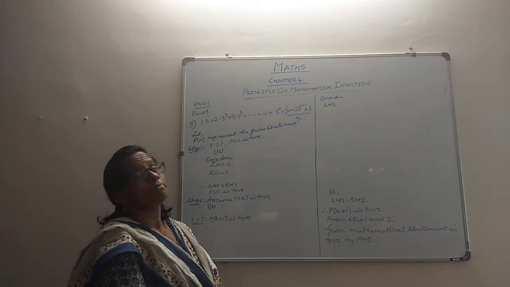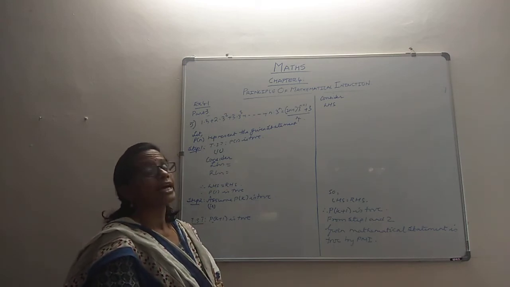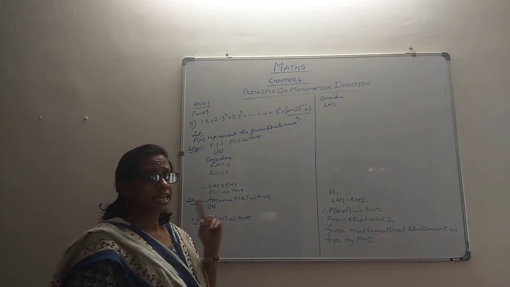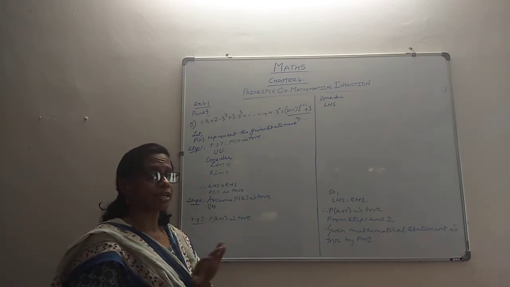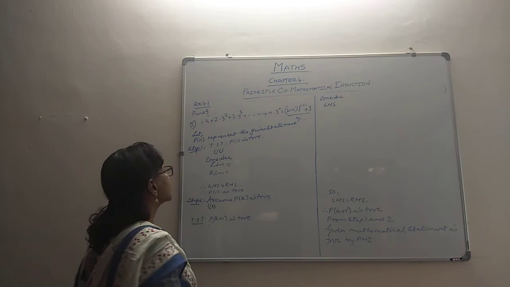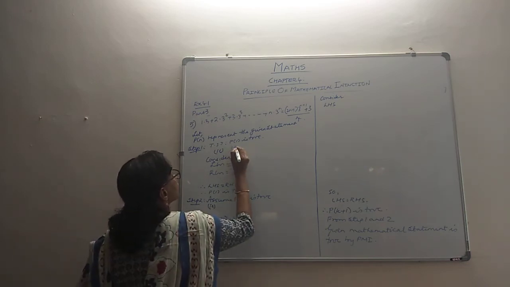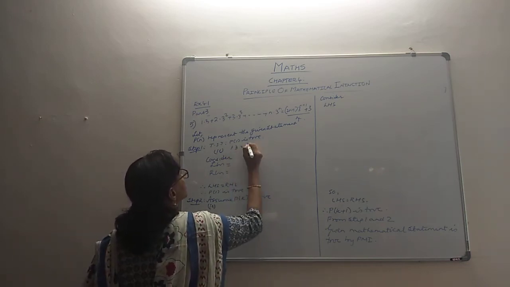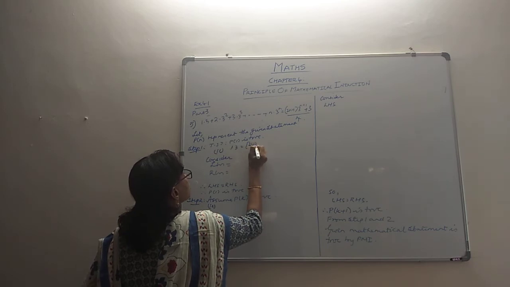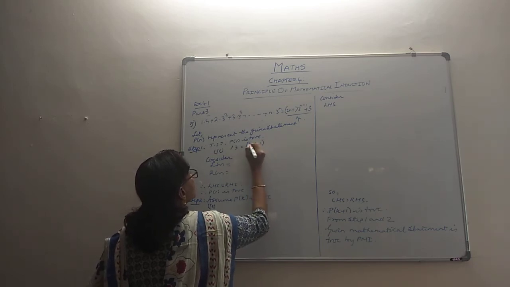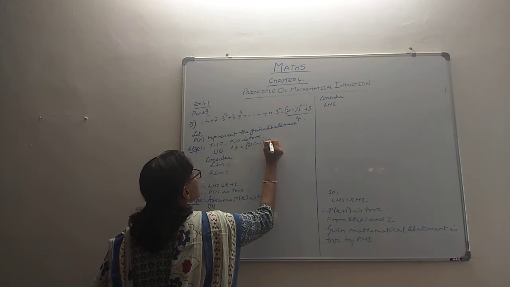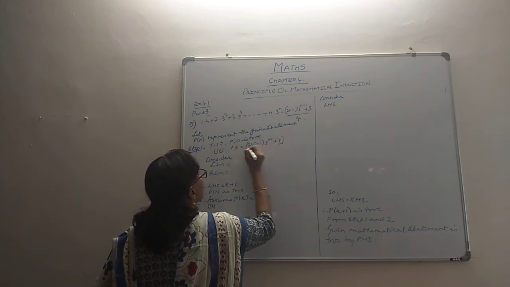To show that P of 1 is true, in step 1, from the left hand side we take the first term, and from the right hand side wherever n comes, there we have to put 1. Let's see how it comes. This is 1 into 3 and on the other side it's 2 into 1 minus 1 times 3 raised to 1 plus 1 plus 3 whole by 4.